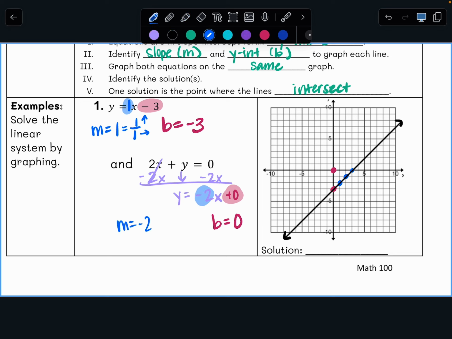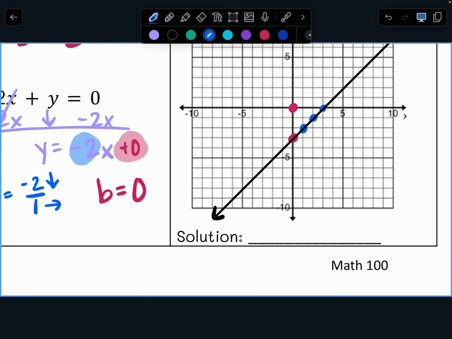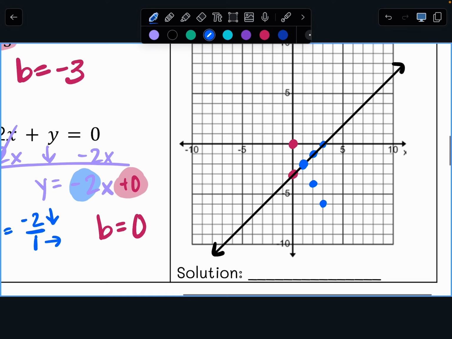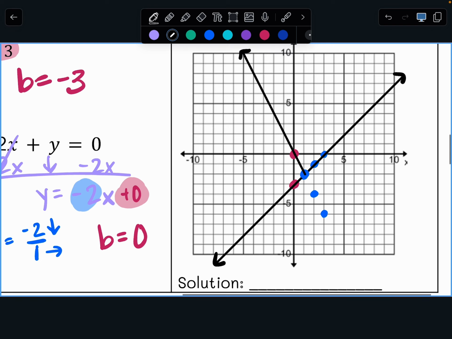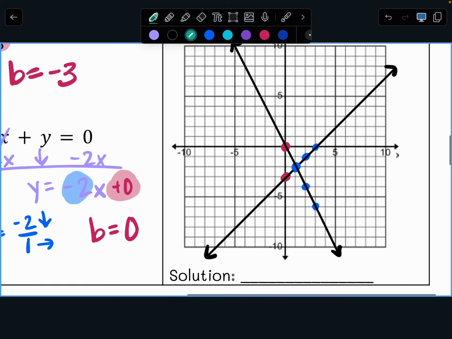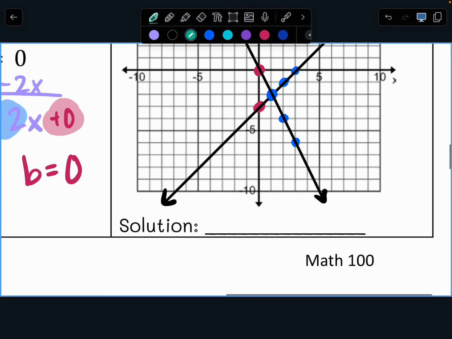So m is negative 2 or negative 2 over 1, which means I'm going to go down 2 and 1 to the right. So starting at my intercept at 0, down 2 and 1 to the right, down 2, 1 to the right. Again, just do a few of them. Make sure your line is perfectly straight, and then graph the line. So you can see that these lines intersect. So there is one solution, and that one solution is (1, -2).